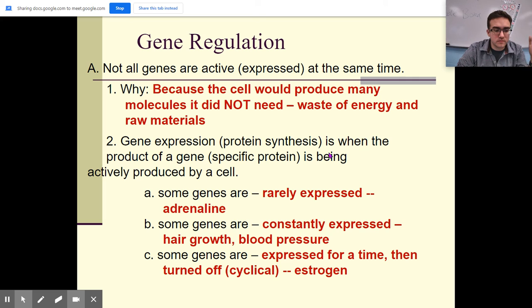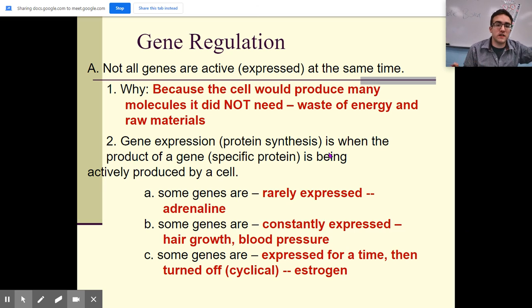It's not useful. Other ones like hair growth or blood pressure, those get constantly expressed. You need them throughout your whole life. So those are always being expressed. And then some genes, they're expressed for a time, but then they get turned off. So the genes for going through puberty, estrogen and testosterone, those are only expressed when you're going through puberty. And then when you reach maturity, when you're done going through puberty, they get turned off.